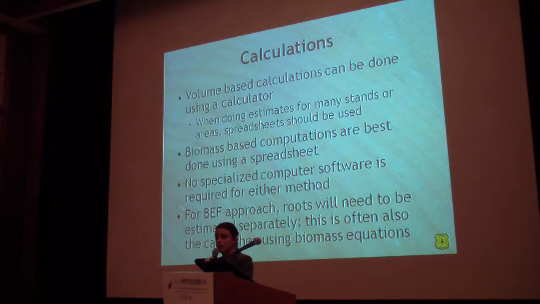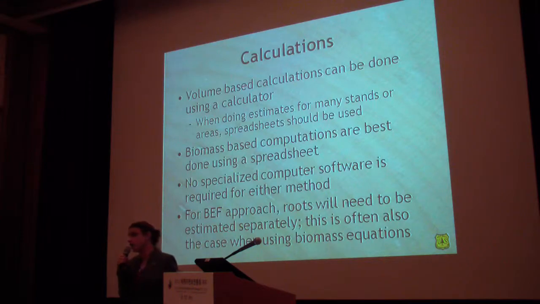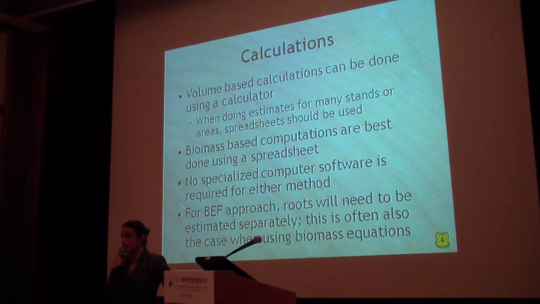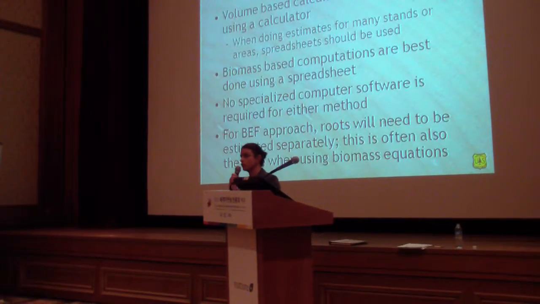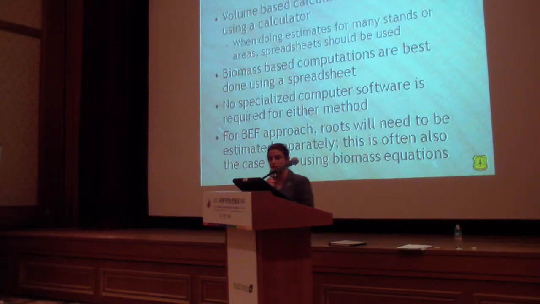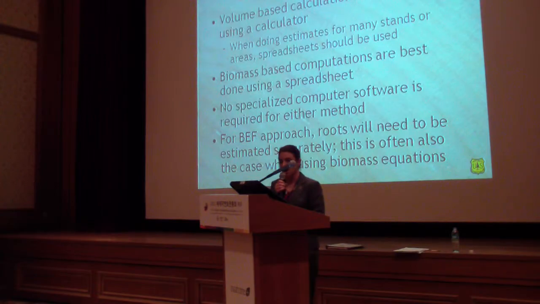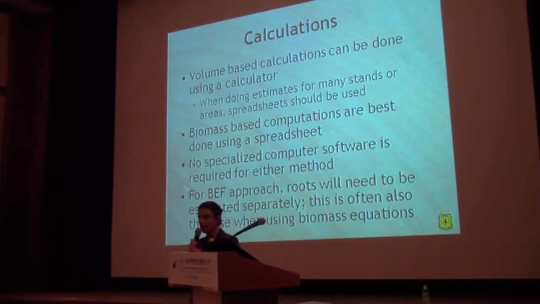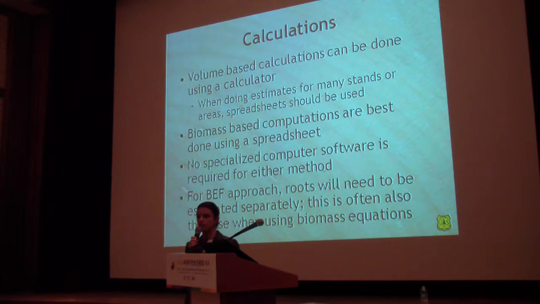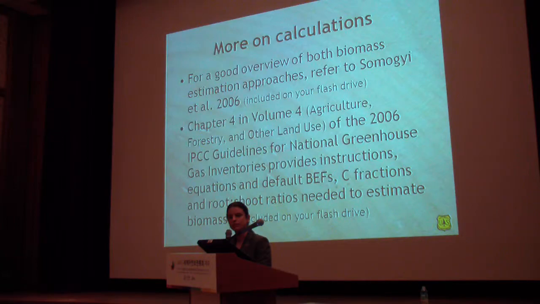Okay, a little bit about calculations. You can do the biomass expansion factor ones with a calculator, or pop them into a spreadsheet. The biomass ones, I just do in a spreadsheet. You don't really need any specialized software to do any of this. You could create something that might make it quicker, but it's not that difficult. Usually, you'll have to do the roots separately and add them back in. Again, the current IPCC equation just puts it all into one equation.